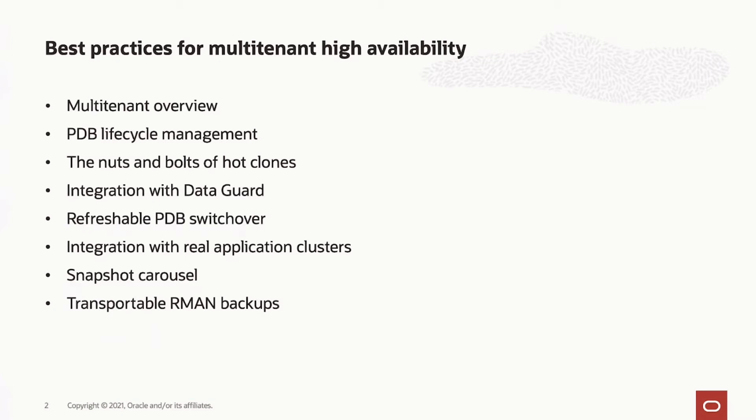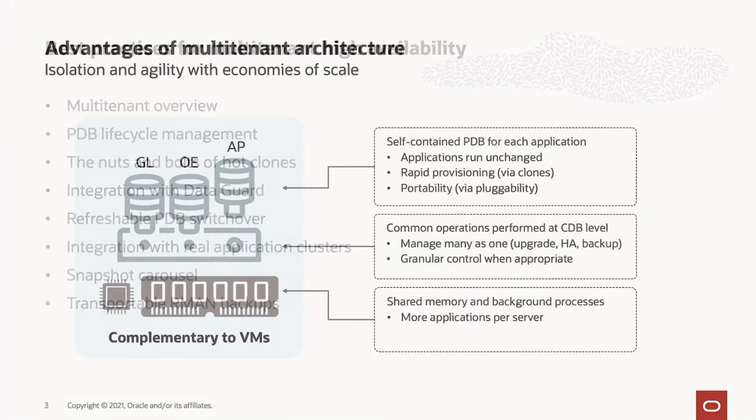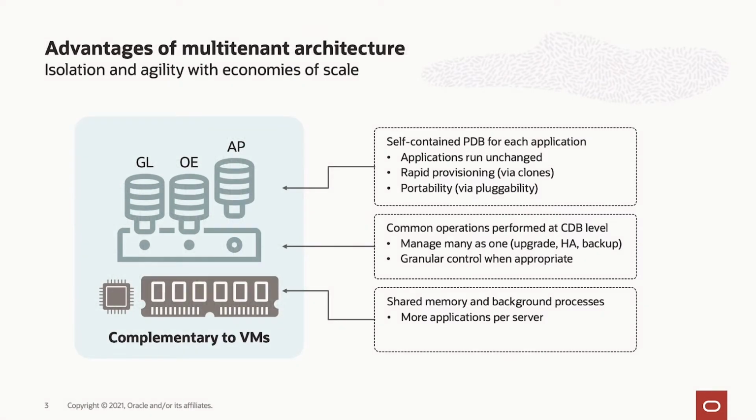No HA presentation is complete without discussing Data Guard, the theme of Section 4. Next, in Section 5, we introduce refreshable PDB switchover. Integration with RAC is covered in Section 6. Seventh, we discuss the snapshot carousel, which provides a simple yet powerful point-in-time recovery capability. The eighth topic is transportable RMAN backups. Oracle Multitenant delivers the full promise of the database cloud: isolation and agility with economies of scale.